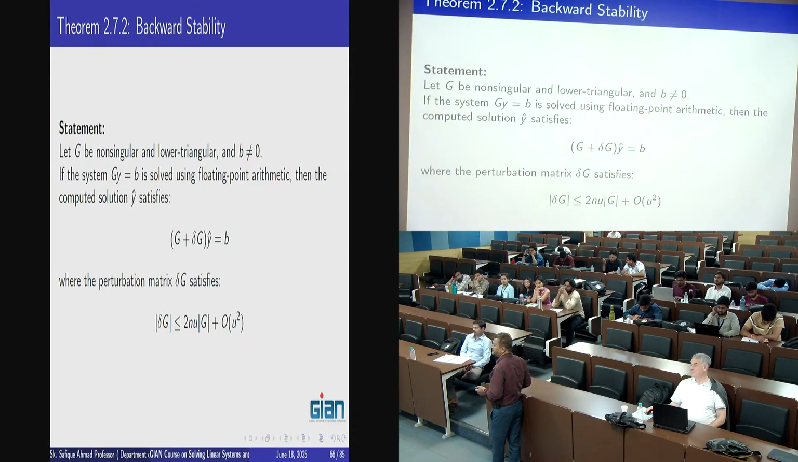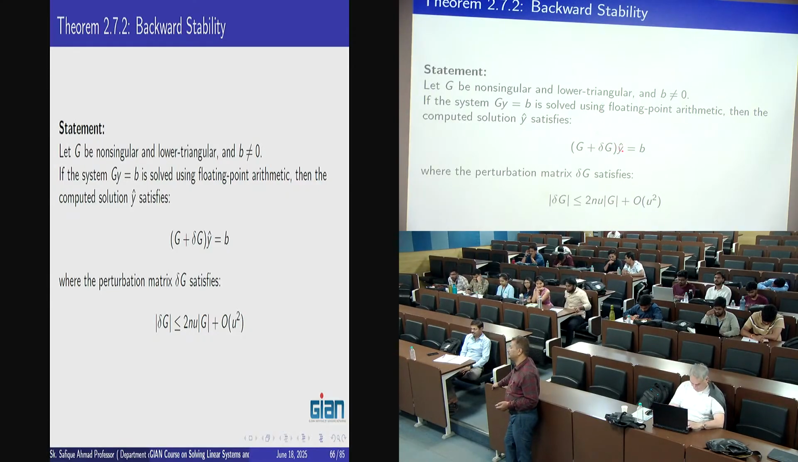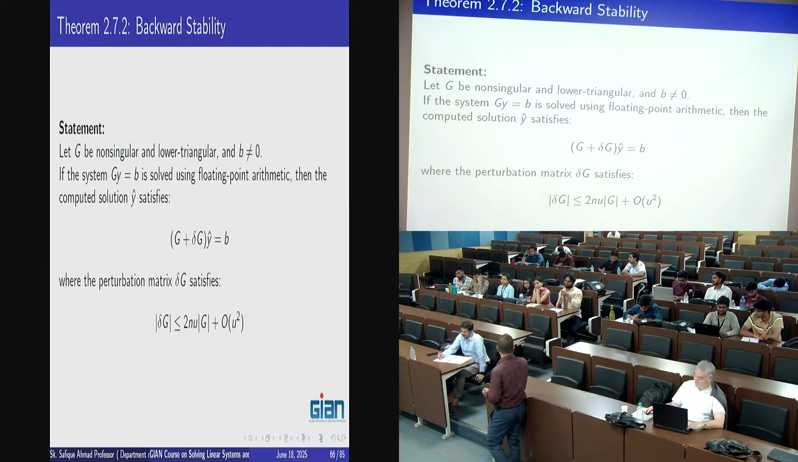If the matrices are ill conditioned, you just follow the floating point arithmetic calculations. Whatever solution you get with floating point arithmetic, you won't get the exact solution. You would be getting a solution which is far from your exact solution. Instead of solving Gy equal to b, yk becomes the exact solution of G plus delta G.